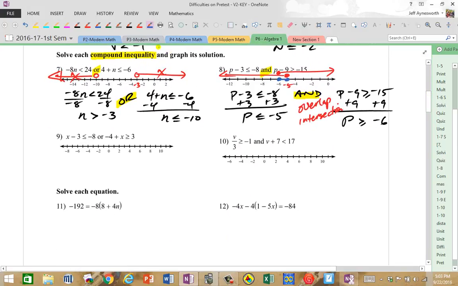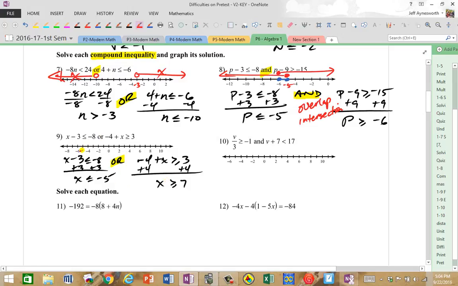All right, moving on. So here we have x minus 3 less than or equal to negative 8, or negative 4 plus x greater than or equal to 3. Let's add 3: x less than or equal to negative 5. Here, add 4, because it's the opposite of negative 4, and get x is greater than or equal to 7. And again, this is an or statement, so you don't look for the intersection here. You can be either here or here, not both.